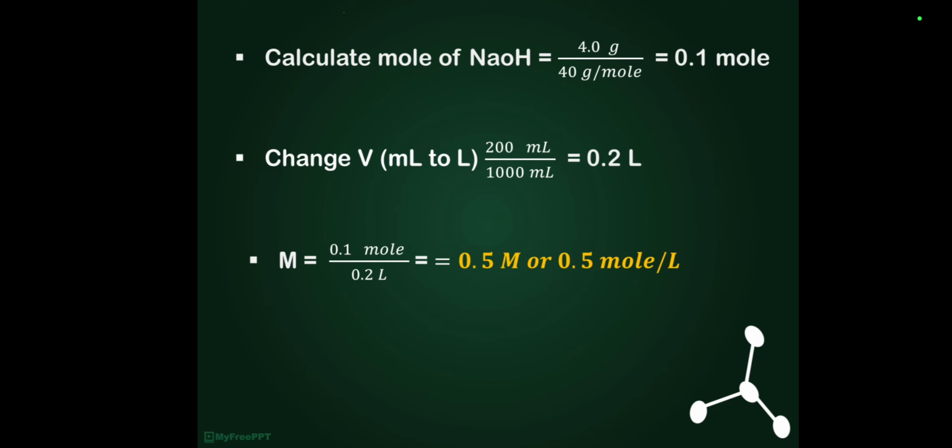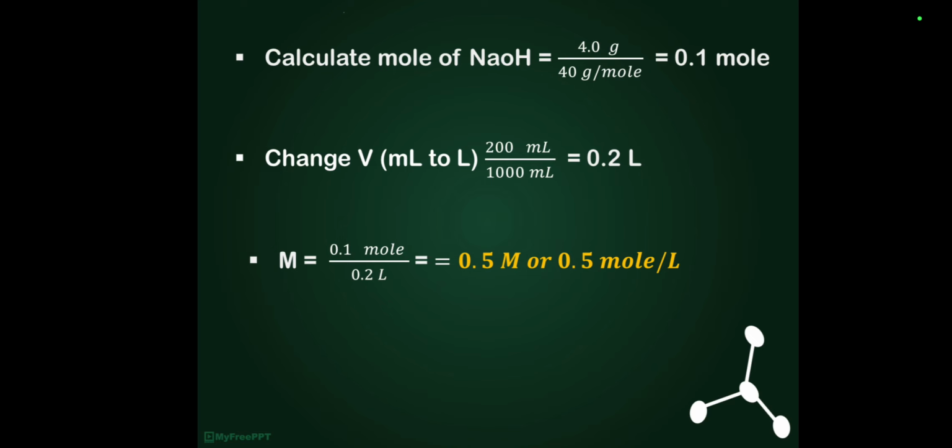So now change the volume, which is ml, to liter. How? By converting it. So 200 ml is divided by 1000 ml. So there is a lot of conversion here in this calculation. So the answer would be 0.2 liter. So now let's calculate the molarity in this question. So molarity is equals to 0.1 mole over 0.2 liter.